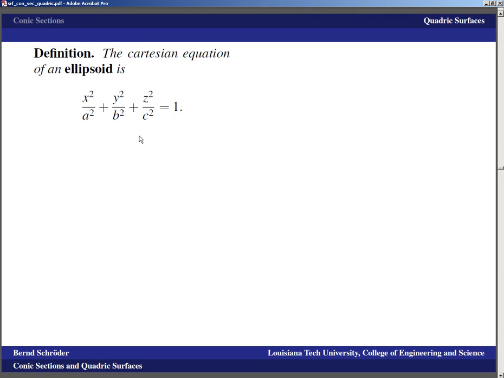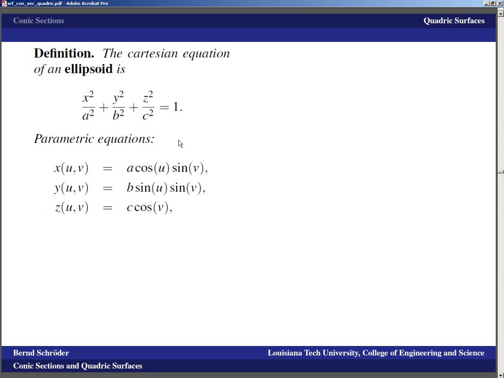The similarity to ellipses, of course, is very easily seen, because as soon as we suppress one variable, we get the equation of an ellipse, and that basically also means that all the cross-sections, horizontal as well as vertical, are ellipses. The parametric equations are x of u v being a cosine u sine v, y of u v being b sine u sine v, z of u v being c cosine v. Same trick as for an ellipse. The a, b, and c, as we plug things in, will cancel with the a squared, b squared, c squared after squaring, of course.